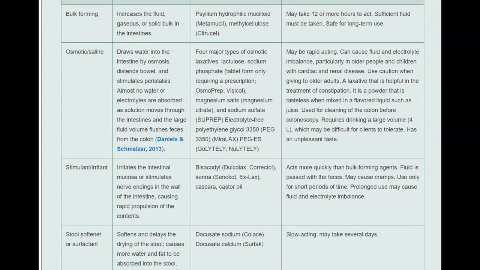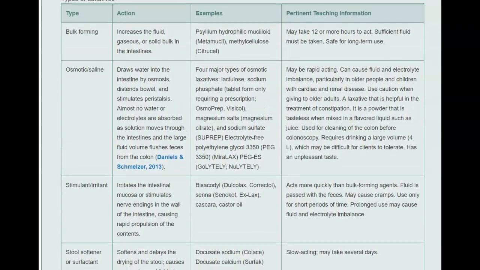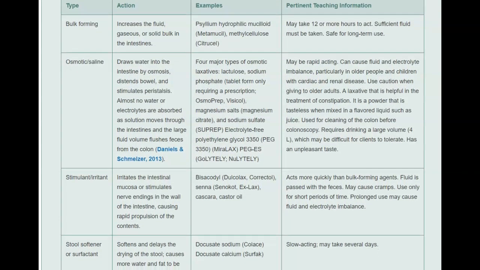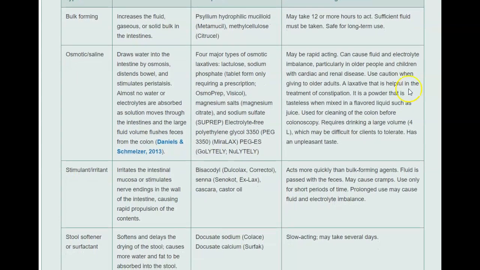It probably takes you less than 5 minutes to read this, and if you have any questions, feel free to ask. I know we currently use a lot of the Miralax for the osmotic or saline. We use a lot of that, and you'll see other things that are being used too.